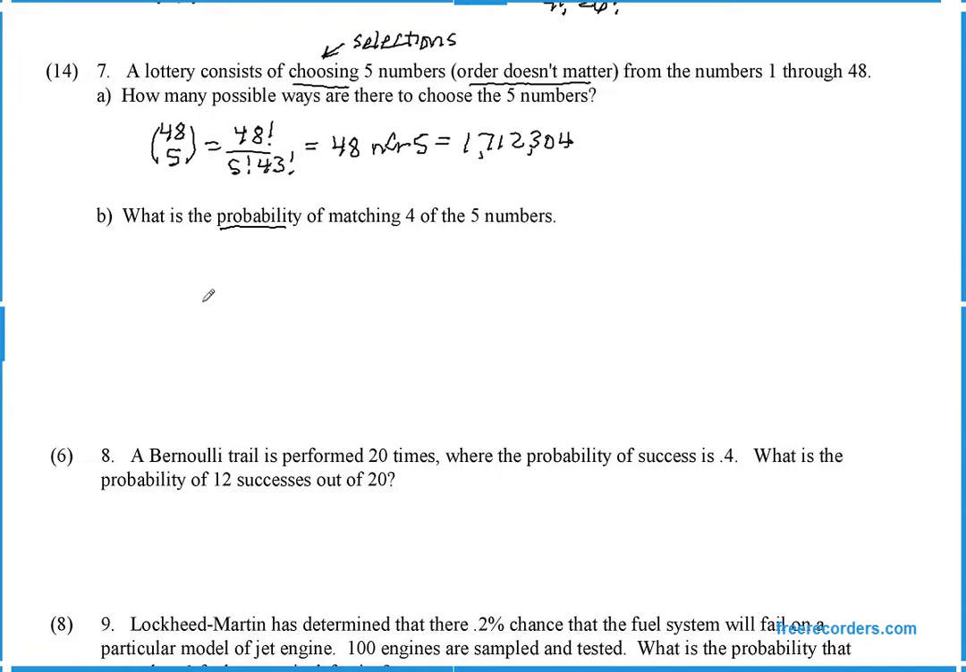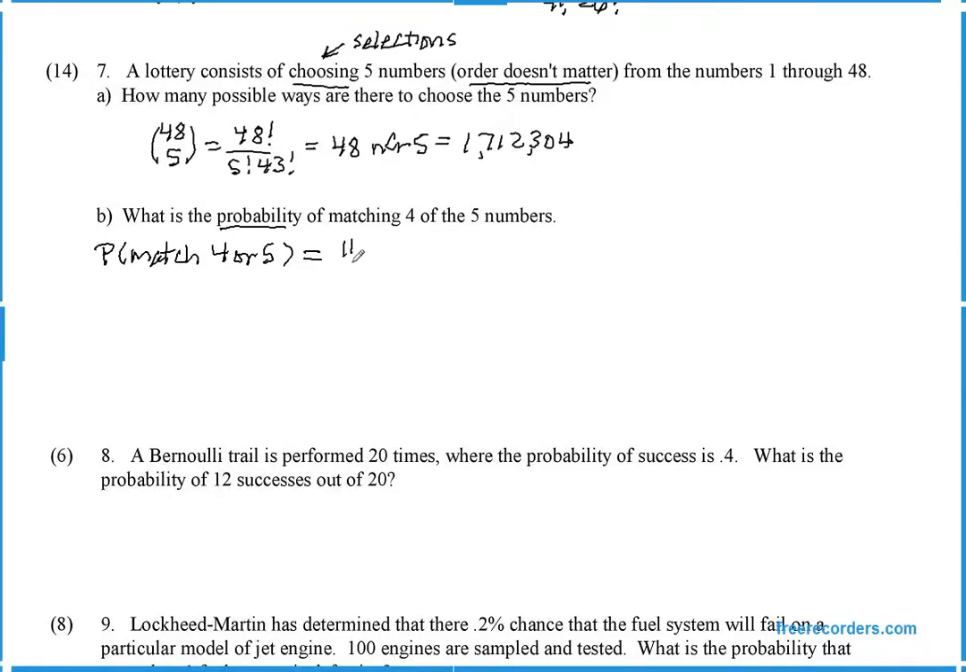So if we're going to match 4 out of the 5, here we're matching exactly 4 out of the 5. This doesn't say at least 4 out of 5. So we want to know what's the probability that we match 4 out of the 5 winners. And remember, the way that you want to think about this is you want to take your numbers and divide them up into the winning numbers and the losing numbers. And probability is desired outcomes.